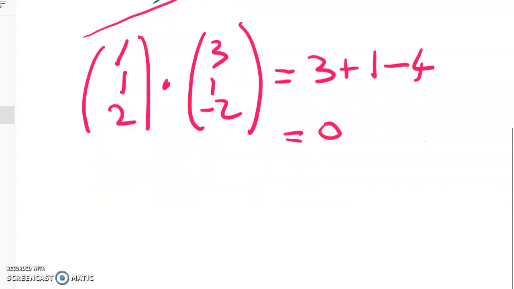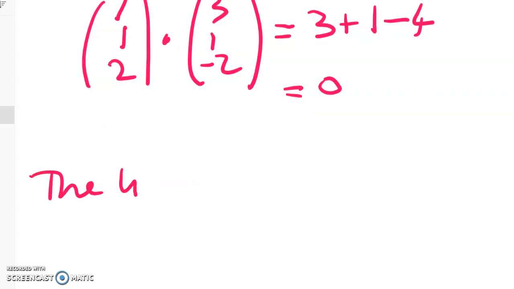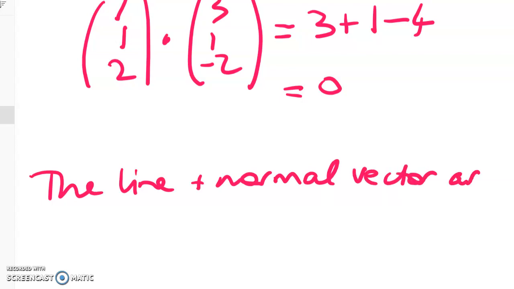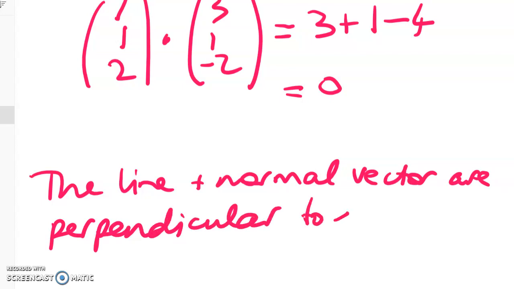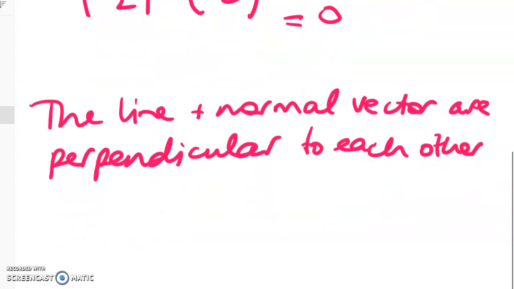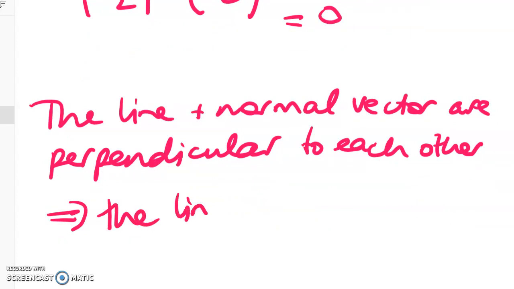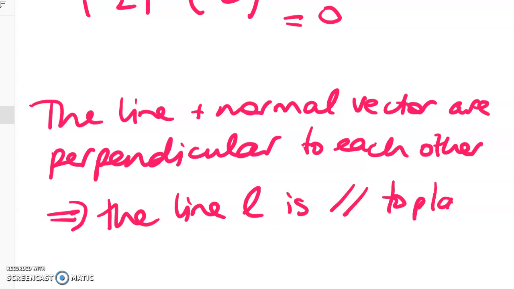And then we have to explain. So the line and the normal vector are perpendicular to each other. So we can't say that the line is in the plane. We haven't checked that. But this means that we know that the line L is parallel to plane M. So that's the first part.